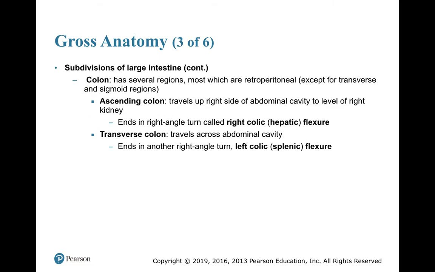We have the colon, in which there are several regions, most of which are retroperitoneal. The transverse and sigmoid regions are not. The colon is divided into the ascending colon, which travels up the right side of the abdominal cavity to the left of the right kidney. It ends in a right angle turn, and that is anatomically known as the right colic flexure or right hepatic flexure. The transverse colon is going to run across the abdominal cavity. It will have another right angle turn, and this one is known as the left colic flexure or splenic flexure.